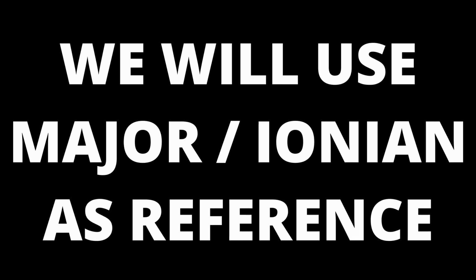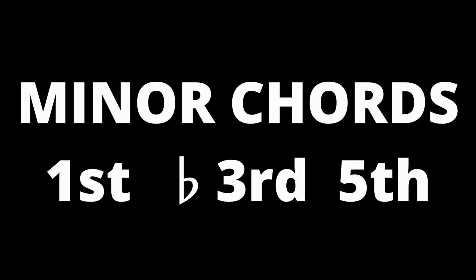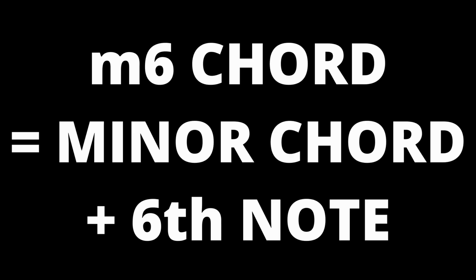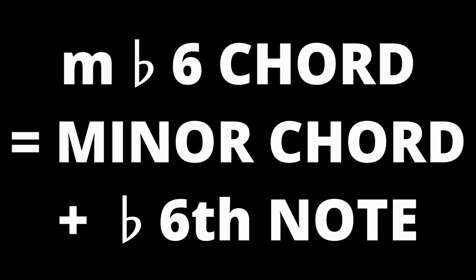Chords are created by using notes from a scale. We will use the major scale, also known as the Ionian mode, for our point of reference in this video. Minor chords are created with 3 notes: first, flat or minor third, and fifth. To create a minor sixth chord, we take these 3 minor chord notes and add the 6th note from the major scale. The minor flat sixth chord takes the minor chord notes again, but it adds the flat or minor 6th note to the chord. This note is half a step or a semitone below the 6th note.